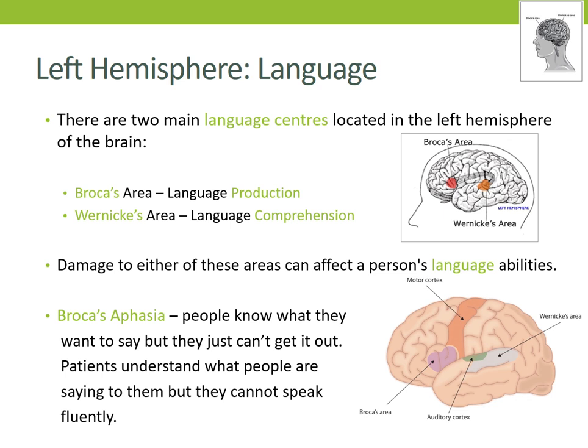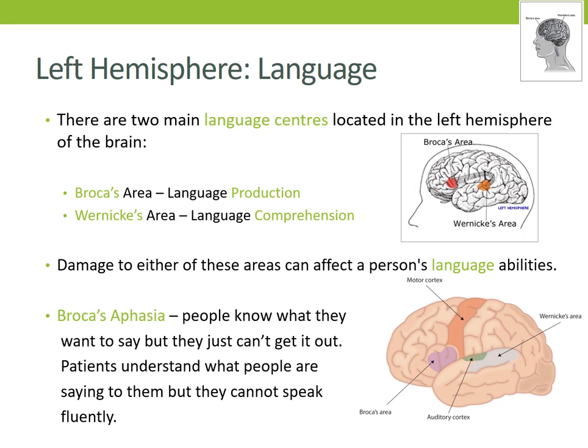So if we have Broca's aphasia, it might be that we've had some kind of brain damage, like a virus that's affected this part of the brain, or a traumatic head injury, but it's just affected this part here. In Broca's aphasia, because it's to do with producing language, it might be that people know what they want to say, but they just can't say it. They can't get those words out. Patients will also understand what you're saying to them. So I can understand what you say to me, but I can't speak fluently.